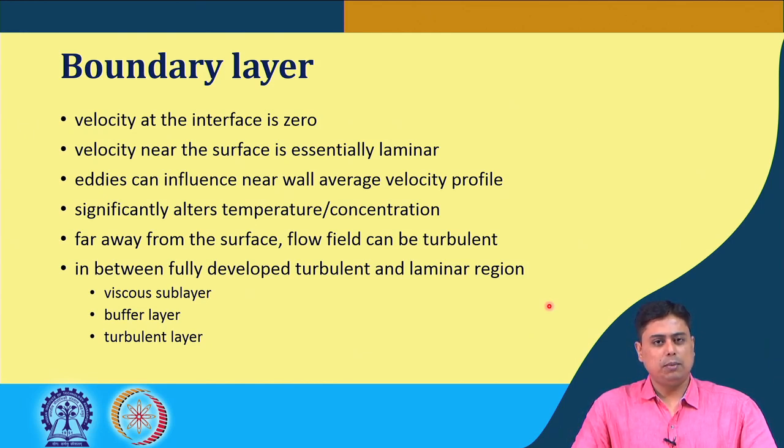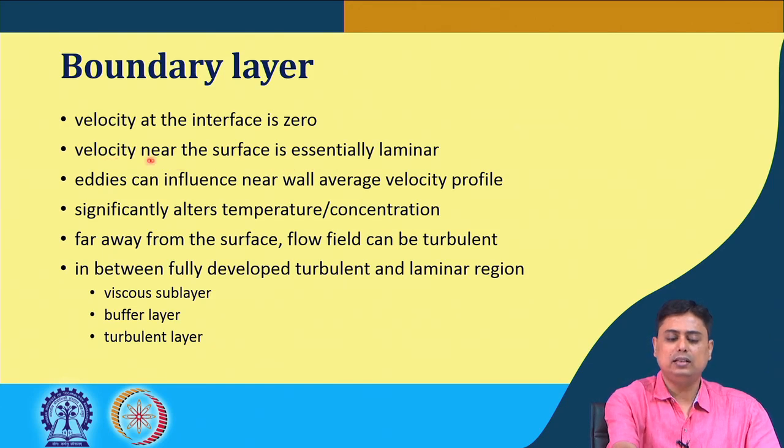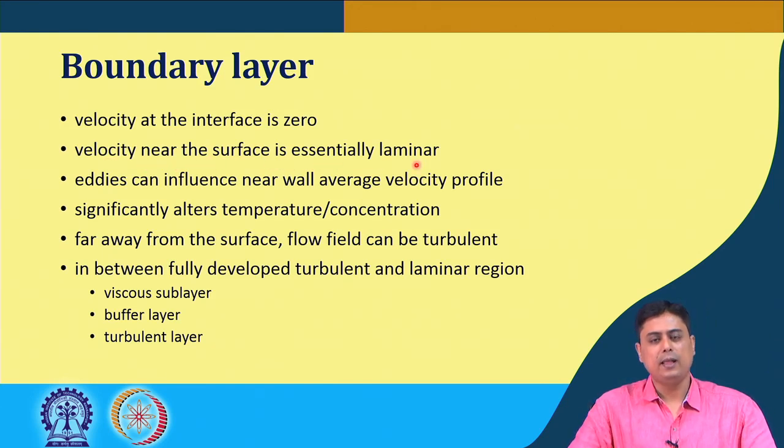So, the point I am trying to make here is that although we consider the near surface velocity to be laminar, sometimes some small eddies or currents can happen there, and then some local velocity profile change can be observed. That alteration significantly alters several parameters like temperature and concentration. And sometimes that helps to have better mixing in fluid, because in mixing we require turbulence.